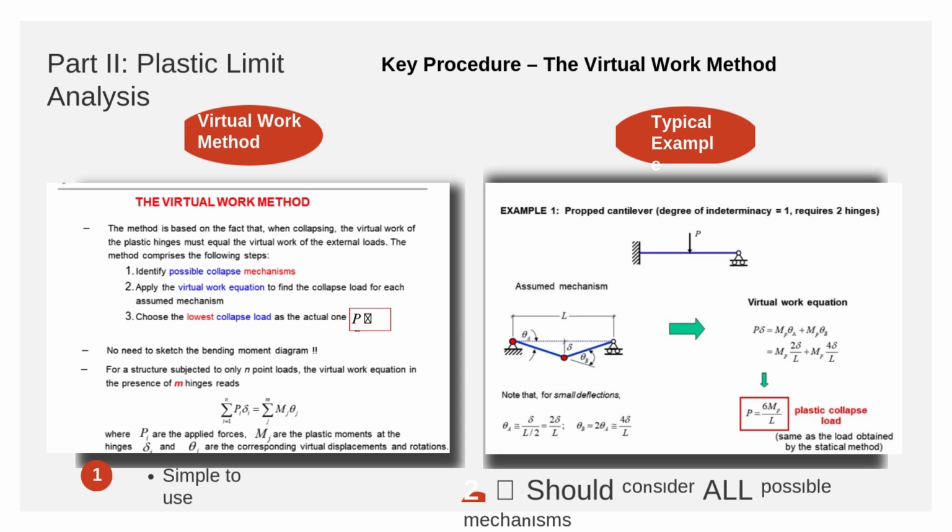For a structure subject to only endpoint loads, the virtual work equation in the presence of M hinges reads where P are the applied forces, Mj are the plastic moments at the hinges, delta i and theta j are the corresponding virtual displacements and rotations. To conclude, the method is simple to use. All possible mechanisms should be taken into consideration.